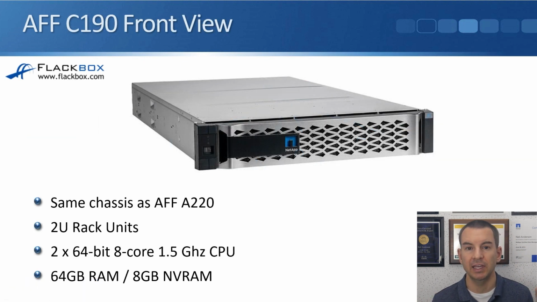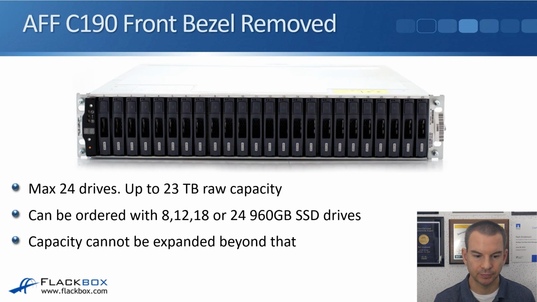As well as the A320, another entry-level platform was also released when ONTAP 9.6 came out. So the A320 is mid-range. There's also the C190, which is an entry-level platform, which was released at the same time. This has the same chassis as the AFF A220, so it is 2U rack units, but the difference between this and the A220 is this has less processing power. It's got 2 times 64-bit 8-core, 1.5 gigahertz CPU, 64 gig of RAM, and 8 gig of NVRAM.